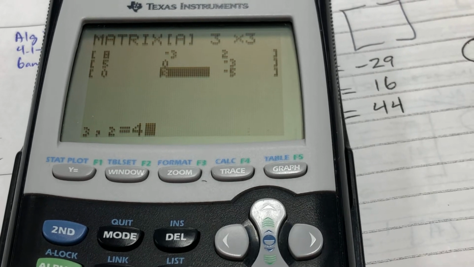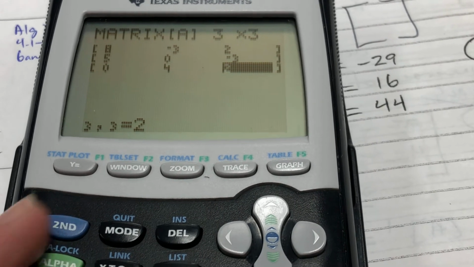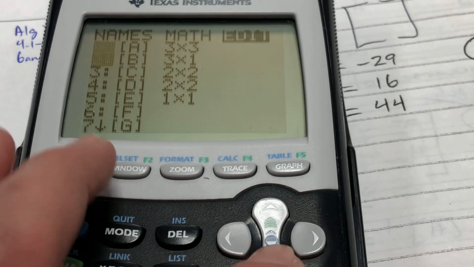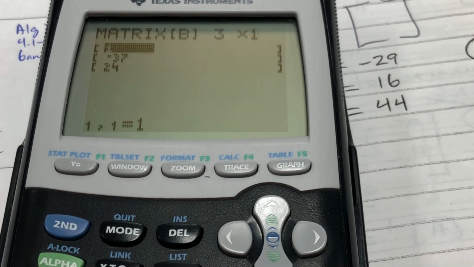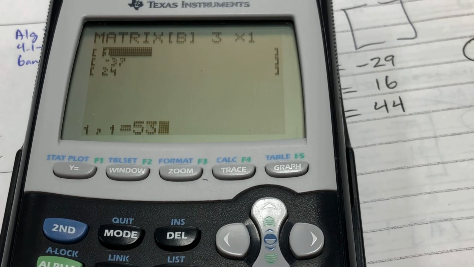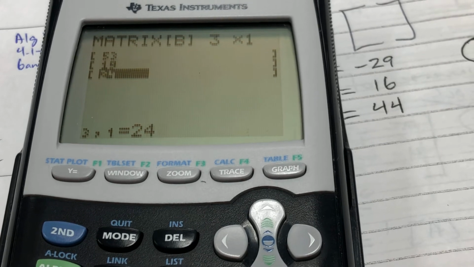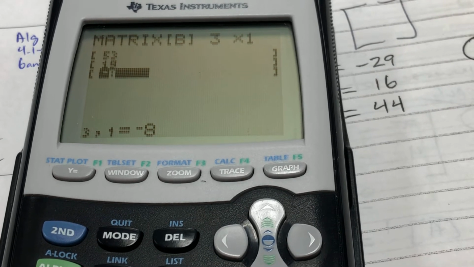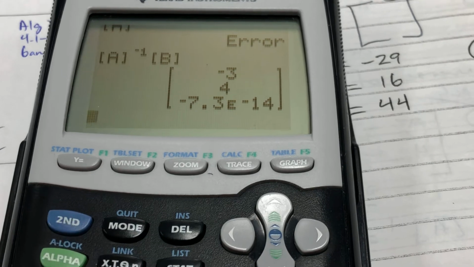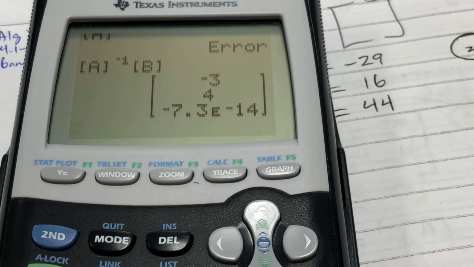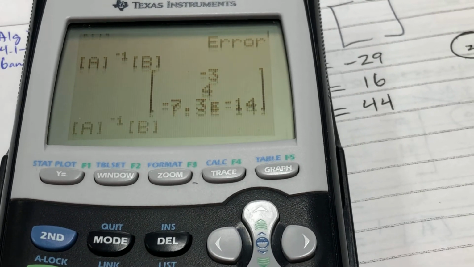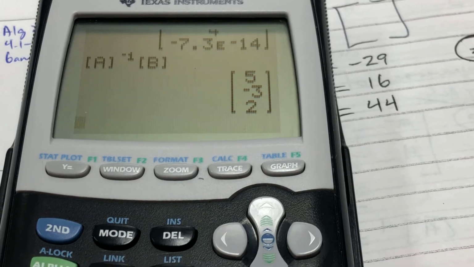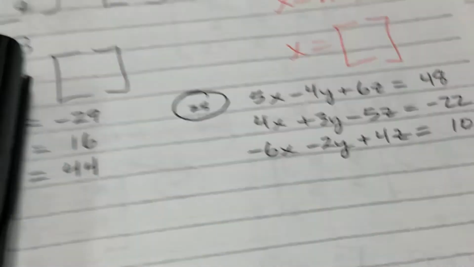0, 4, 2. Second, x to the negative first. Go over to B. B is a 3 by 1, so enter, enter. 53, enter. 19, enter. Negative 8, enter. Now, the last thing I typed in was A inverse B, so I can just hit enter again, and it'll do exactly that, A inverse B. That's a much more pleasant answer, and that's how we would write it.